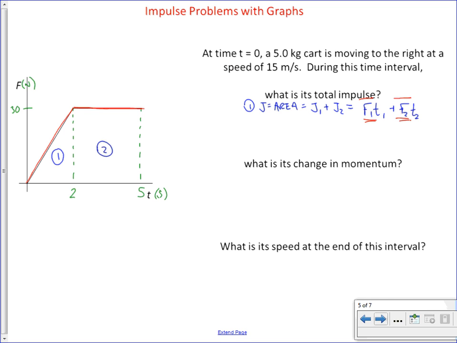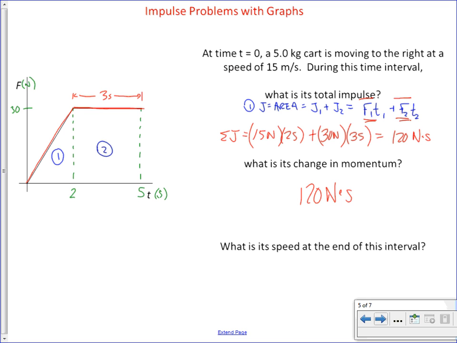And I would say the total impulse is F1 average, that's 15 newtons, times T1, 2 seconds, plus F average 2, 30 newtons, times T2, 3 seconds, not 5 seconds. This interval is 3 seconds, right? So 30 plus 90, that's 120 Newton seconds. The change in momentum. Oh yeah, same thing.